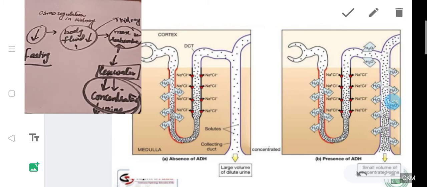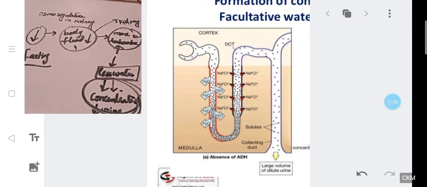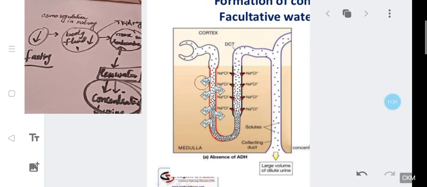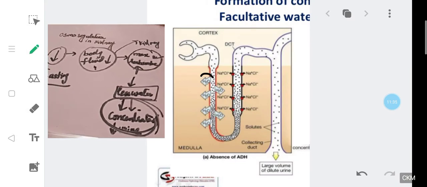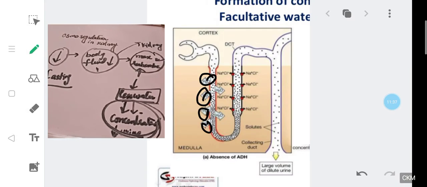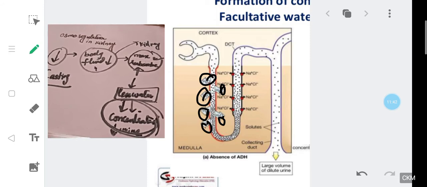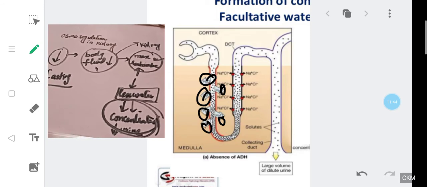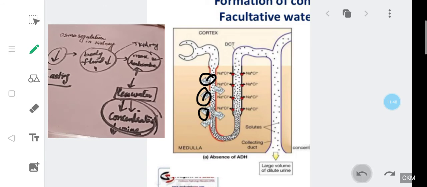If you look at this image, you will observe that the normal water concentration is being absorbed. Here the normal amount of the water is absorbed. This is the normal function of the nephron, when the nephron is working normally, absorbing the normal amount of the water.